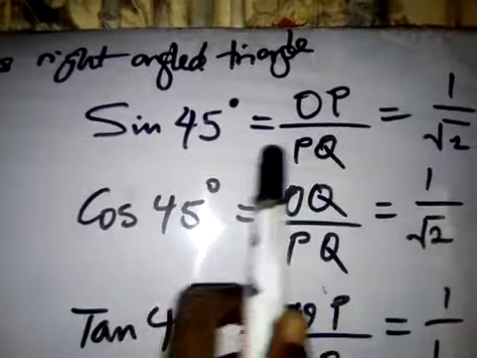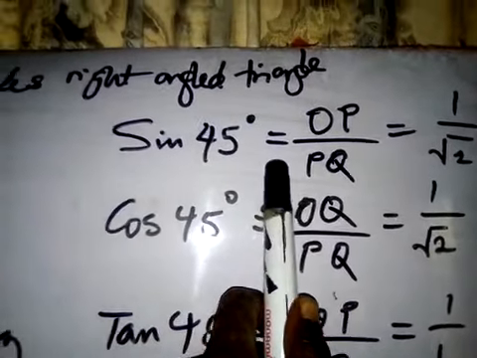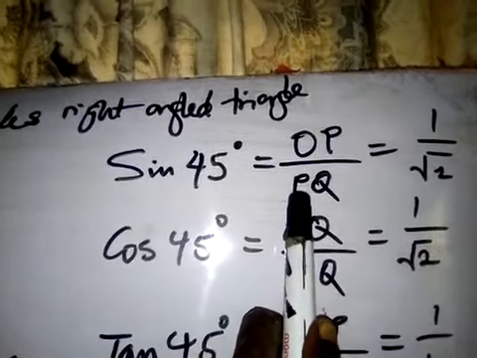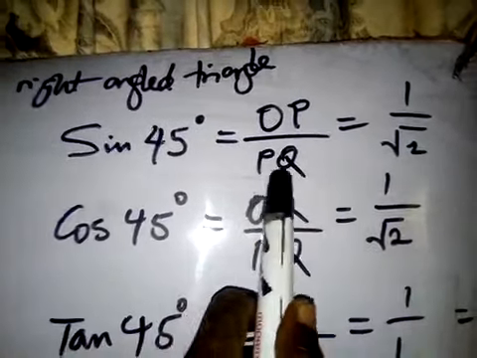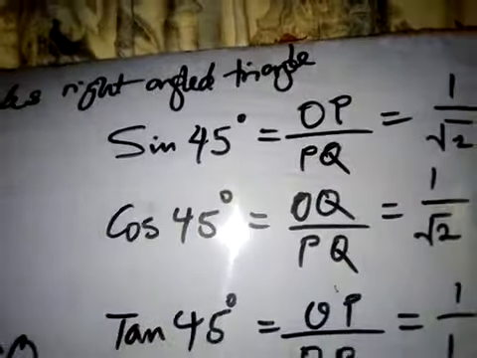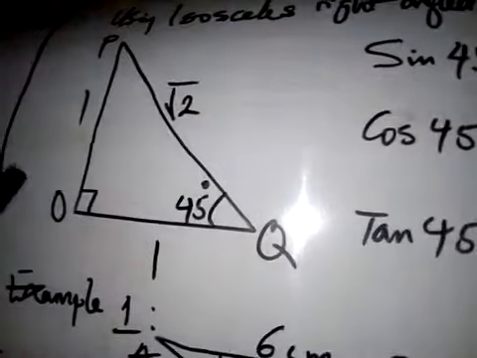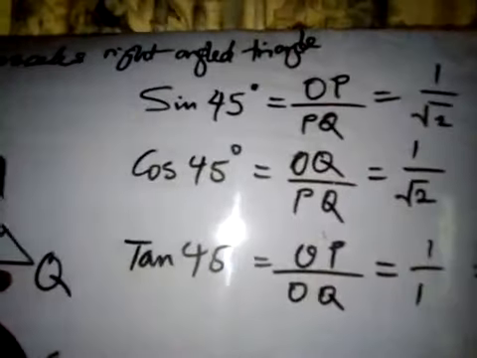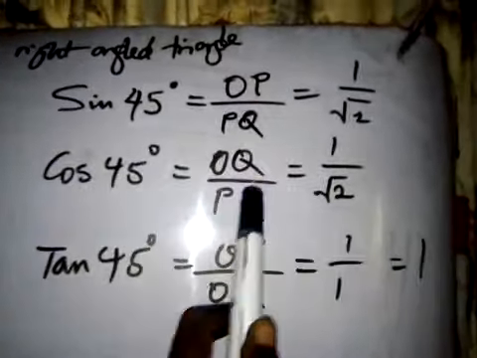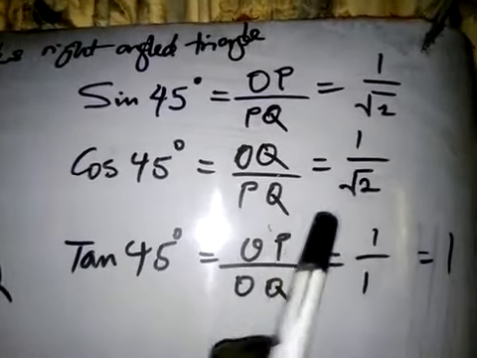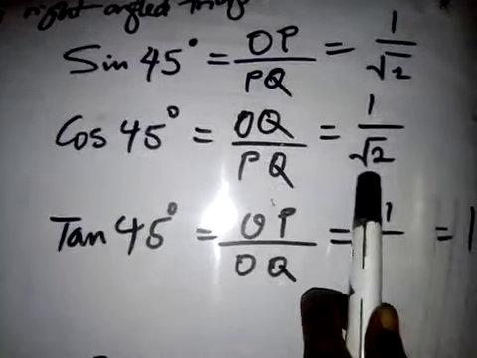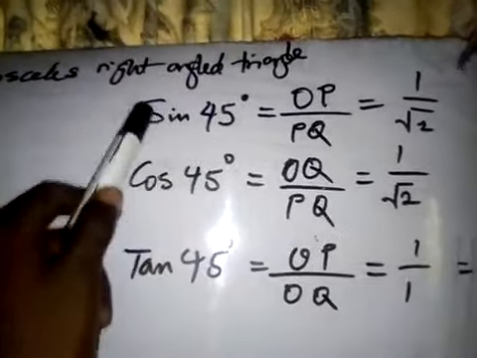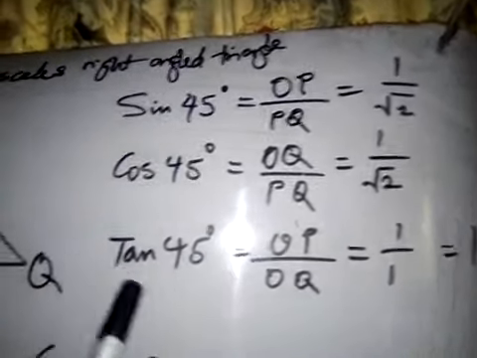So from sine 45, OP is the opposite, while PQ is the hypotenuse. So that's why we have OP over PQ equal to 1 over root 2. From this, our OP is 1 and our PQ is root 2. So cos 45, our OQ is 1 and our PQ is root 2. That's why we have cos 45 to be 1 over root 2. And you can see that it's the same thing. Sin 45 and cos 45 have the same value.